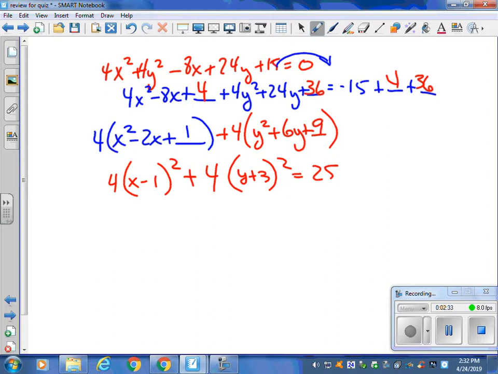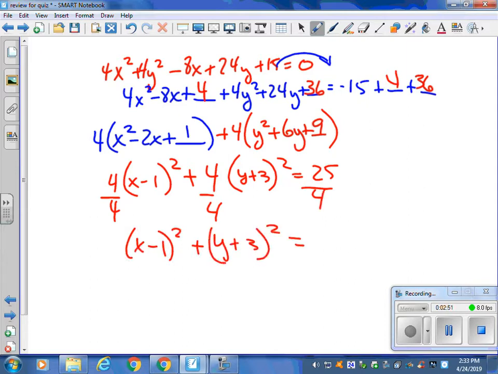So last but not least, to finish this question, you got to divide the whole problem by 4 because it can't have anything in front of the parentheses to be in standard form. And that may look nasty to you, but actually it's not too bad. This is the center, 1, negative 3. Everybody agree? What's the square root of this? 5 halves. 2.5.